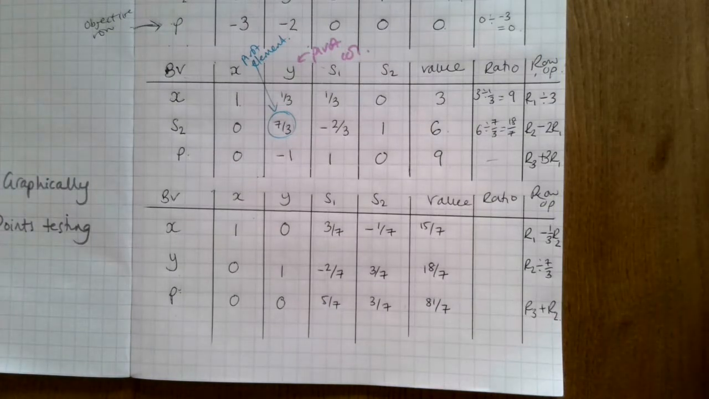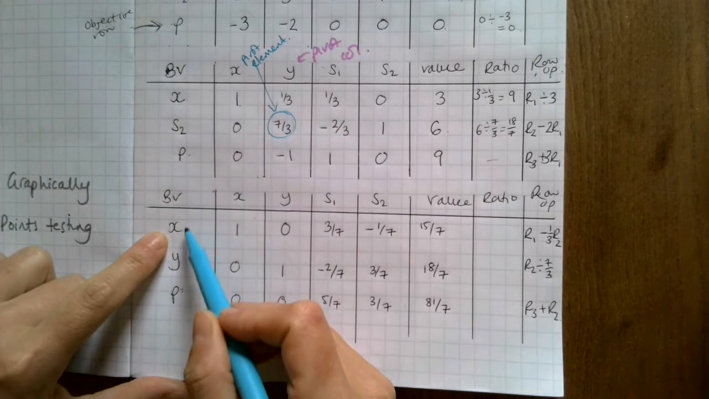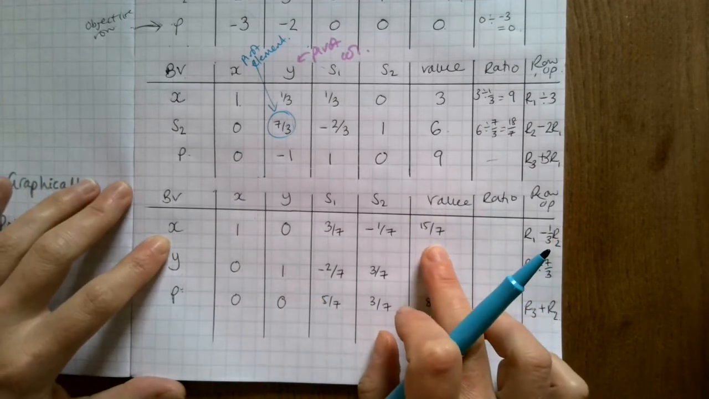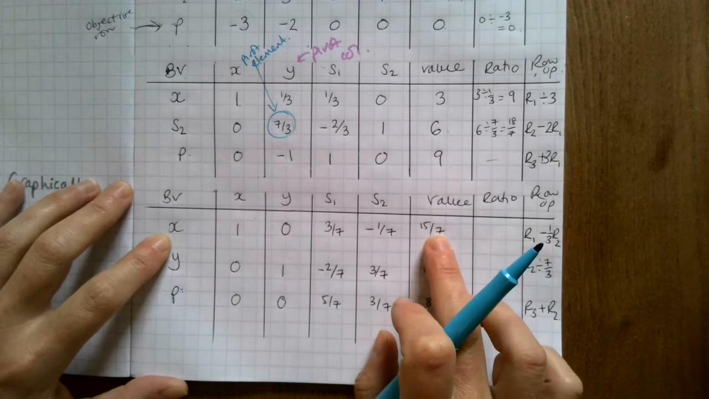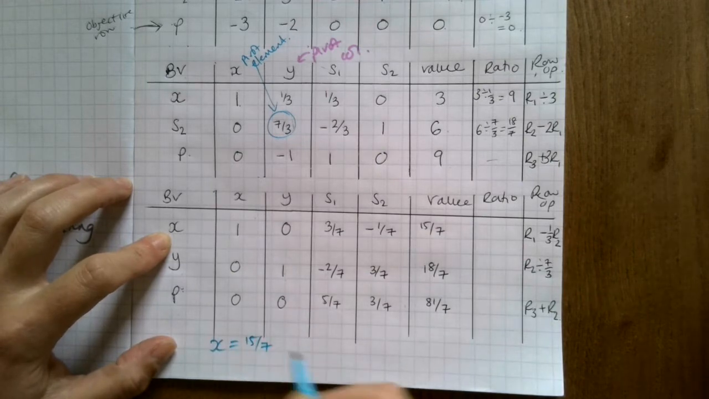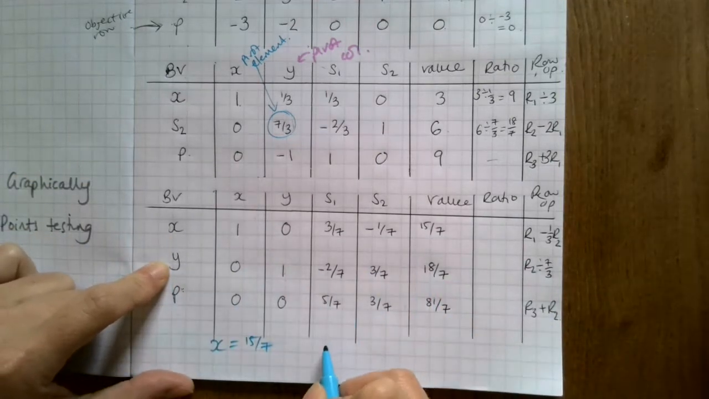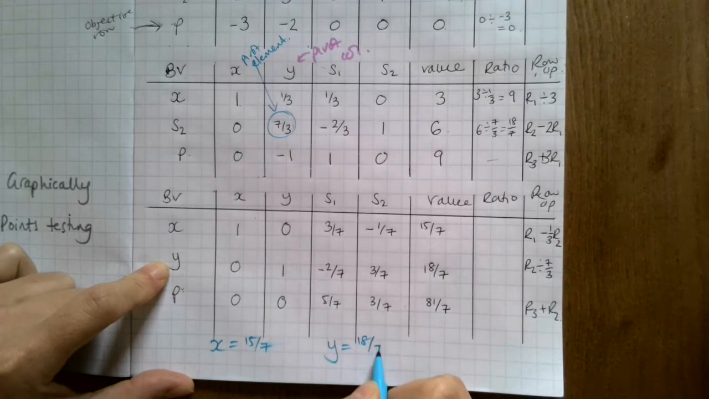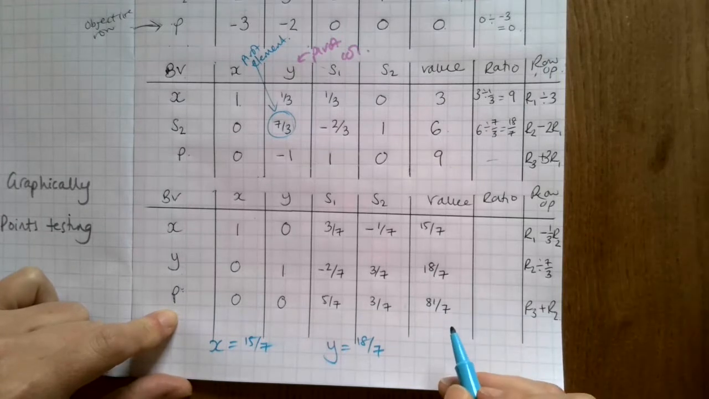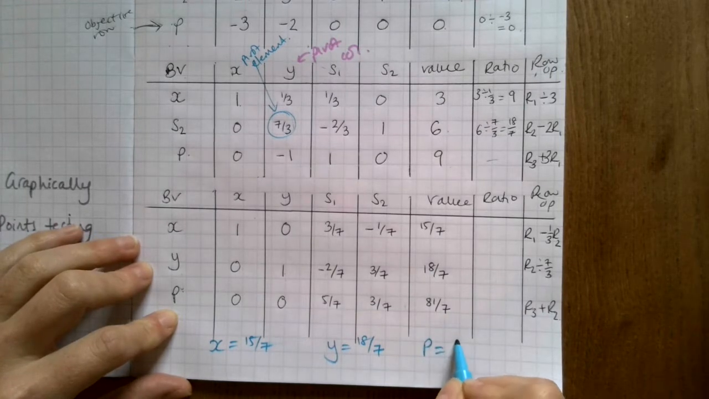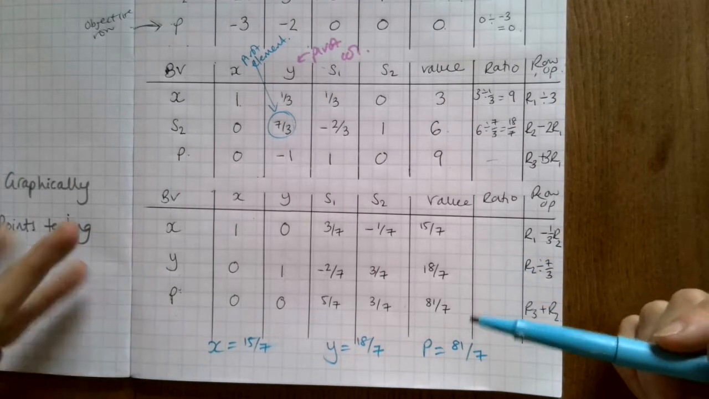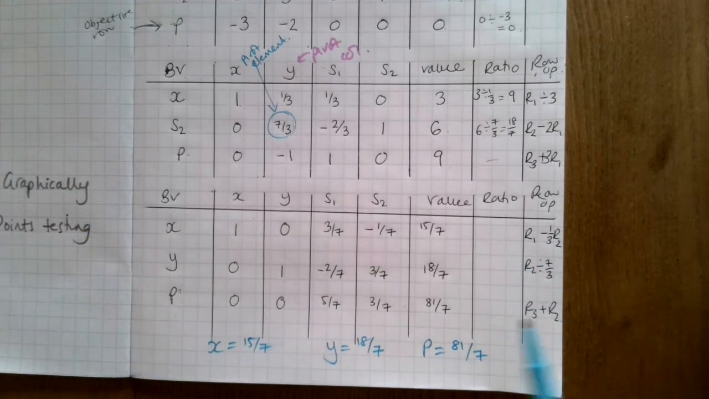So our basic variables, the ones here, have the values here. So x has value 15/7 when it's optimized. Y has value 18/7. And the value of the objective function is 81/7.